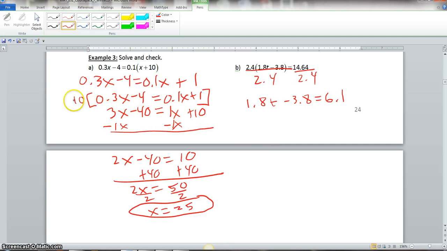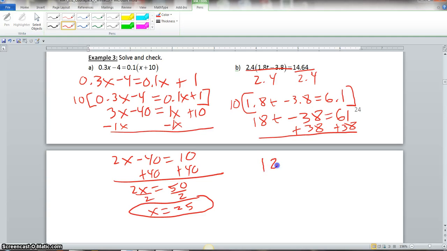Now we could do the same thing we did over here. The greatest amount of digits we have behind the decimal is 1. So we'll multiply everything by 10. So this will give us 18t minus 38 equals 61. Now we could go through and solve. We will add 38 on both sides, and that will give us 18t is equal to 99.